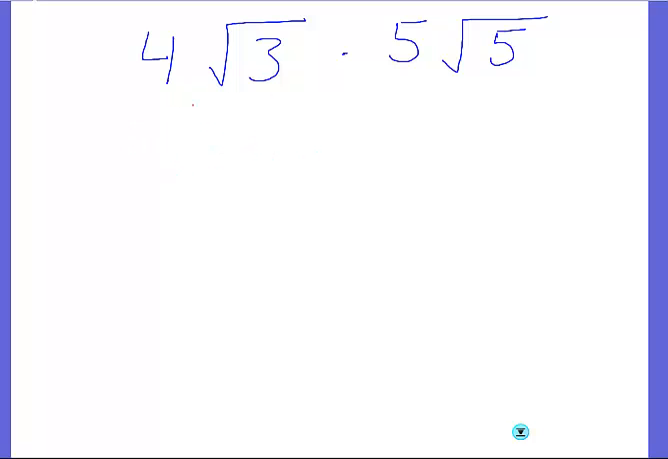Again, this one's a little more difficult, but in the end, it's really not anything crazy, okay? If we notice, we have 4 radical 3 times 5 radical 5. Again, multiply outside by outside, so 4 times 5 is 20. And then square root inside times inside is 15. Okay, so we did our multiplication. We have 20 square root of 15.